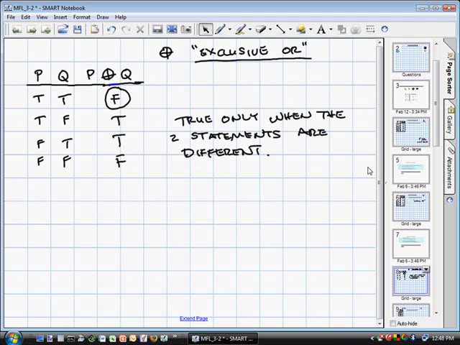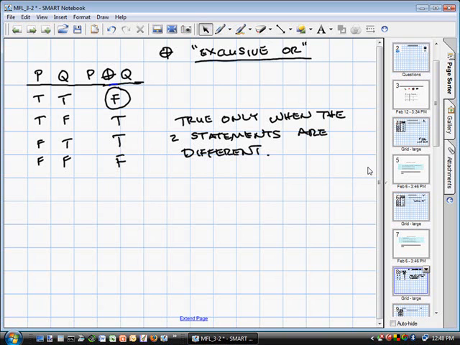I like to remember it this way. True only when the two statements are different. By that I mean different truth values. One's true, the other's false. One's false, the other's true. But when they're both the same, they're both false. They're both true. So this one's only true when the truth values are different.